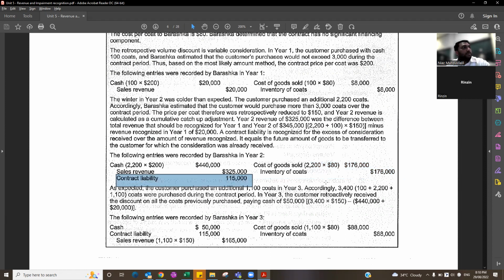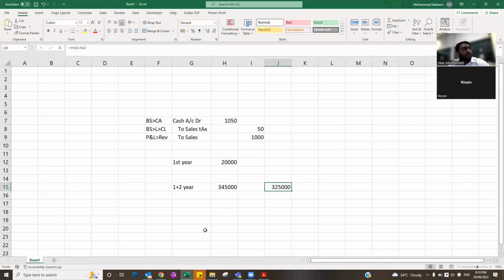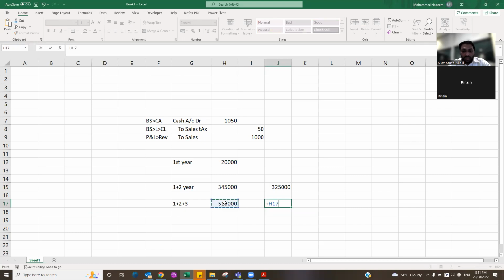Next, again in the third year, what happens? Accordingly, they reach 3,200, 400 units. That is the last year, 1,100 units. Clear. Now it should be how much? 3,300, right? 3,400? 400 into 150. So this is for the full year, 1 plus 2 plus 3. Okay. Now your sales this year should be this minus this alone.